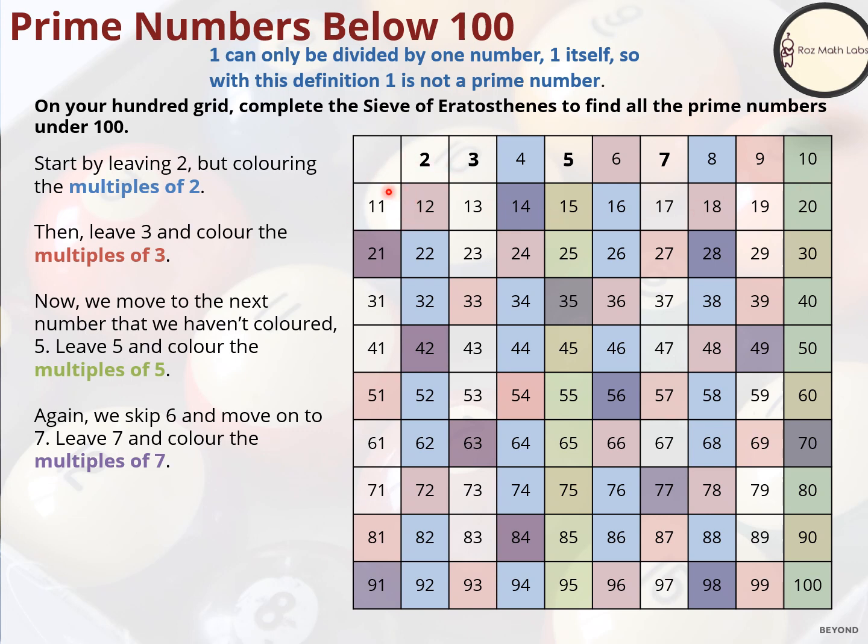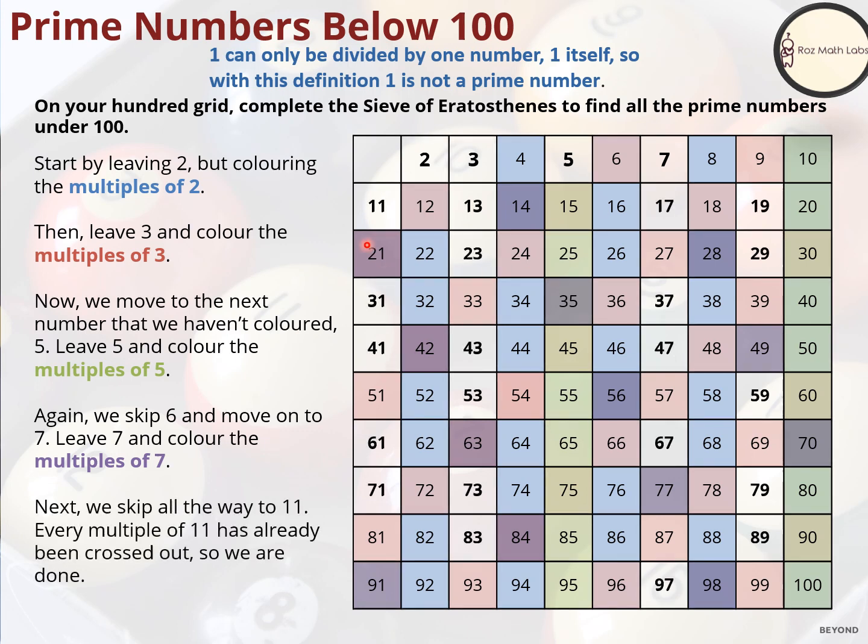Followed by the number 11. So we leave 11 and color all multiples of 11. But all the multiples of 11 have already been colored or crossed out. So we are done. The numbers which are not colored are our prime numbers.